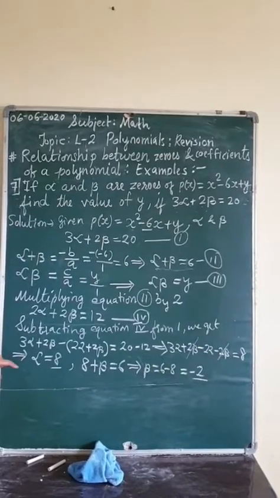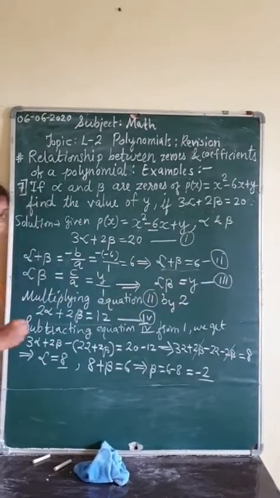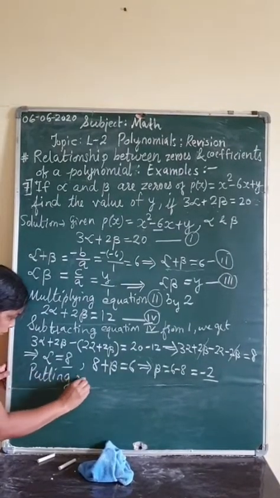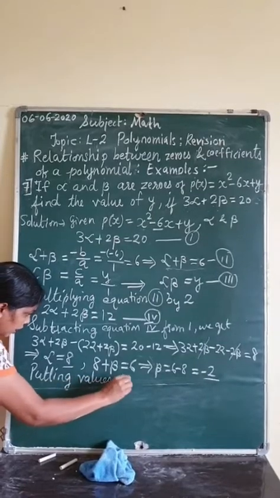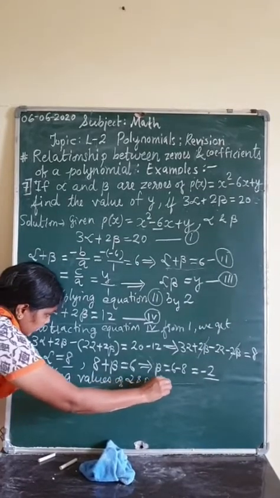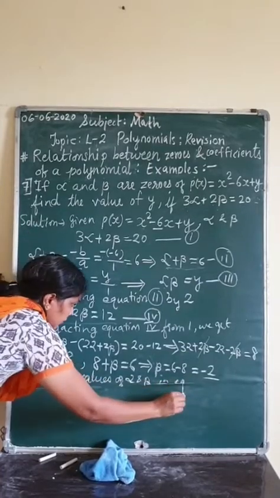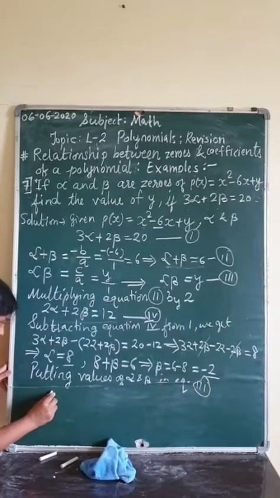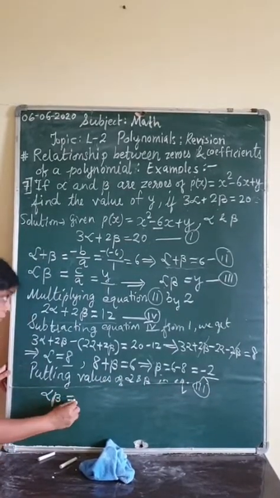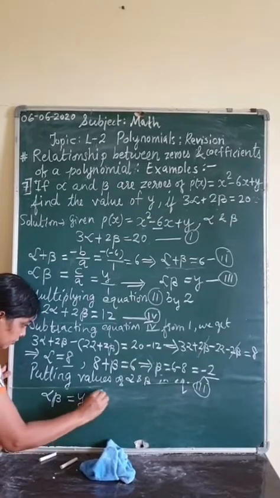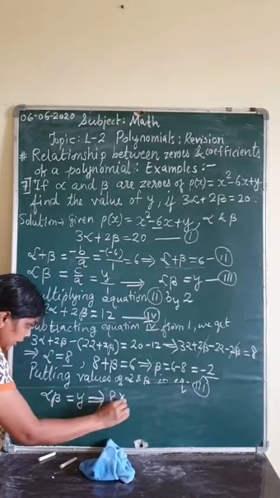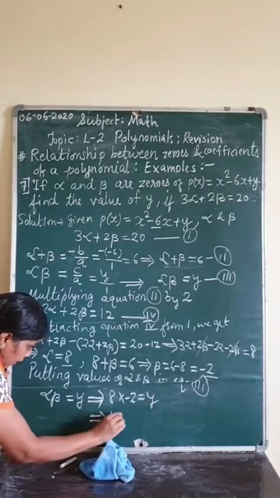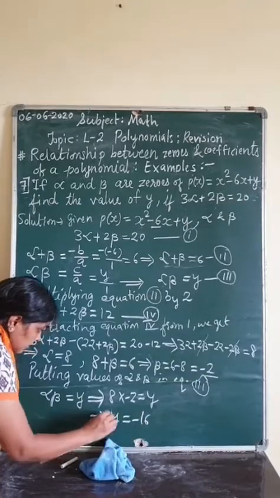And now these two values we can put in equation 3. So that is putting values of alpha and beta in equation 3. What we get? Alpha beta is equal to y. That means alpha is 8 into minus 2 is equal to y. Hence y is equal to minus 16.